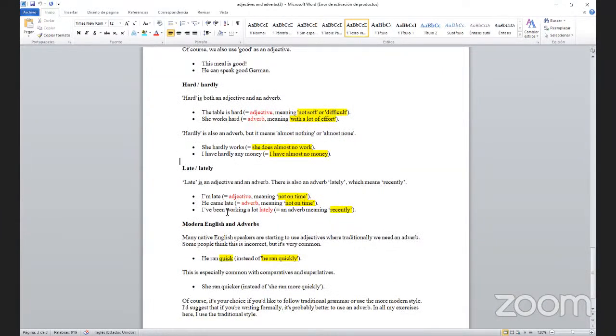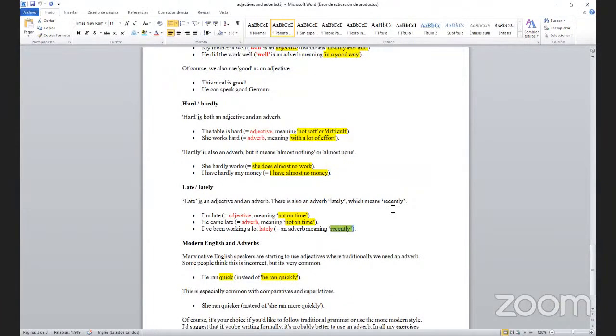Late, lately. Late, I am late. The adjective, that it is not on time. Or he came late. It means the same. We are talking about describing the action, but not on time. But if I use lately, I've been working a lot lately. It means recently, recientemente. Okay, so that is the difference between the adverbs and the adjectives.